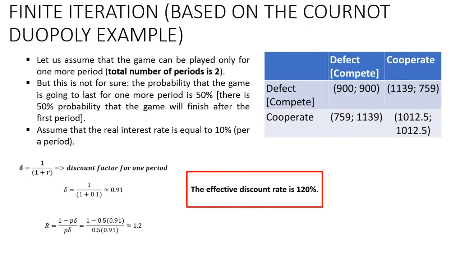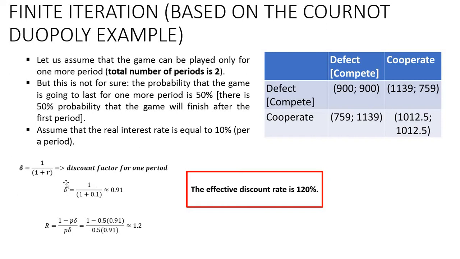Here you have an example. So assume that total number of periods is 2. The real interest rate value is 10% per period, and there is only 50% probability that the game is gonna last for the next period. So 50% probability is assigned to the outcome when we play this game for 2 periods, and 50% probability is assigned to the outcome that we played this game only for 1 period.